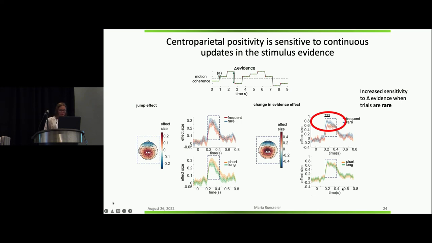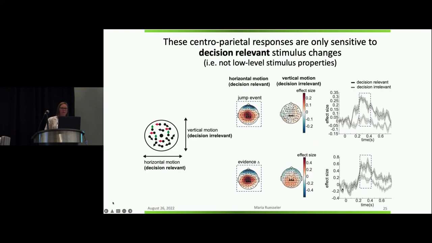So, I have one final result. What I was also wondering was: do I actually measure a decision-making signal, or is this just lower level sensory processing? I was a bit worried about that.